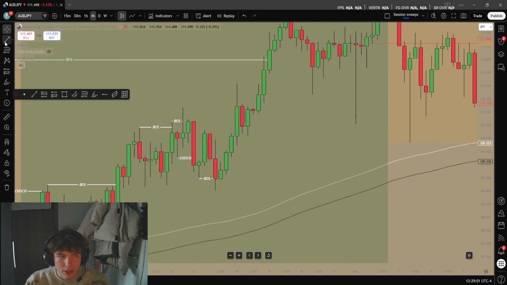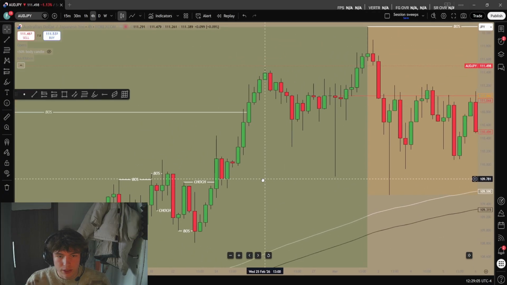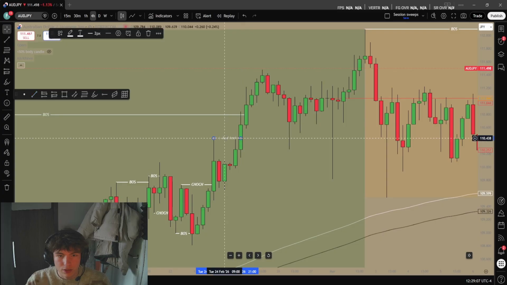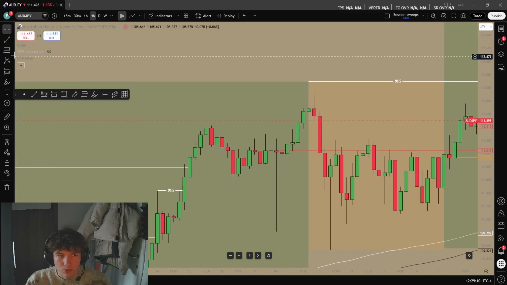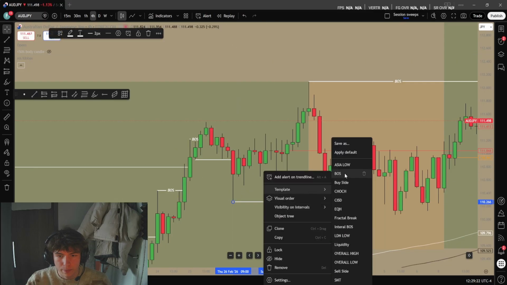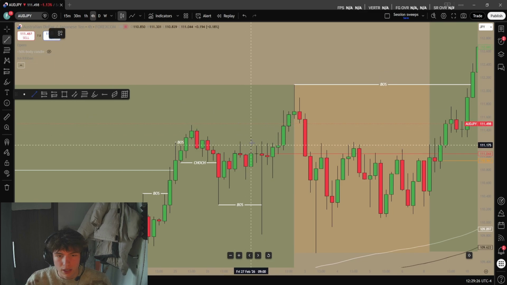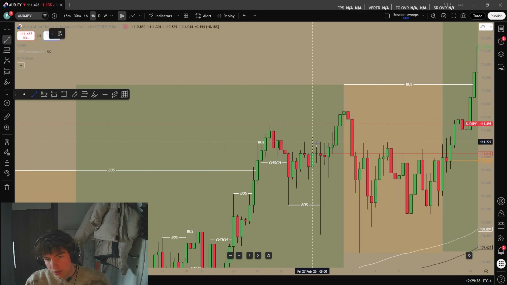And then you can see, okay, we get another change of character in towards the upside, and we just continue with this move. Same thing here, we break structure, and here we change character. And here you can see we take out this wick. So this is another break of structure. This is another change of character. Then here again, we get another change of character and another break of structure.